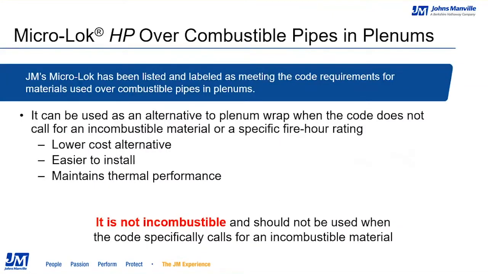We do want to note that JM's Microlock HP pipe insulation does meet the code requirements for use over combustible pipe and plenums, and it can be a lower cost, easier to install, and effective option versus plenum wrap. However, we also want to be clear in stating that Microlock HP is not incombustible, and therefore should not be used when the code specifically calls for an incombustible material. We will review other fiberglass products JM manufactures that are rated as incombustible in the marine products section later on.